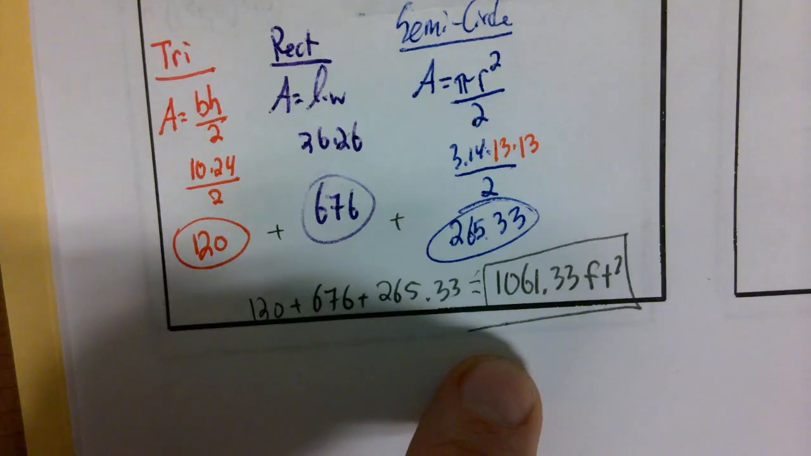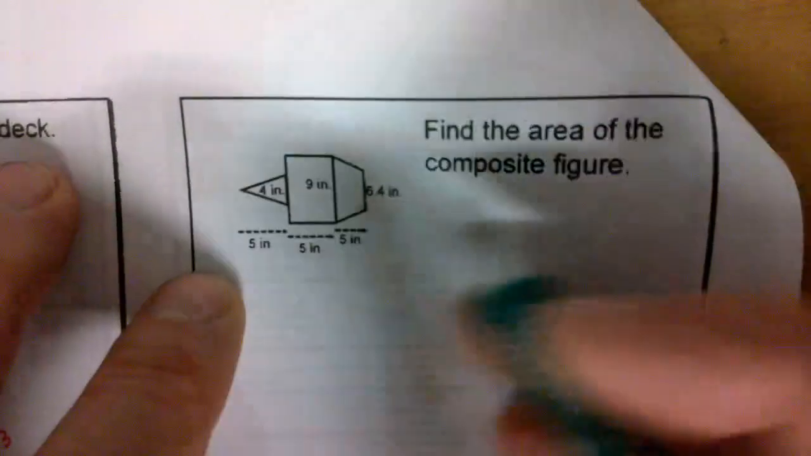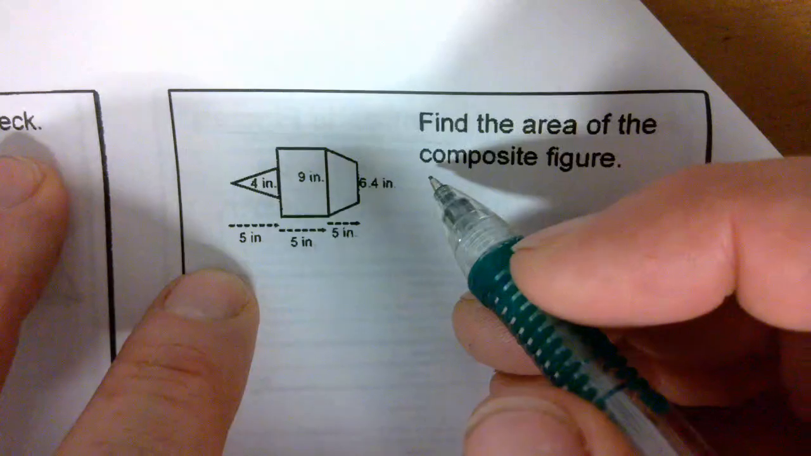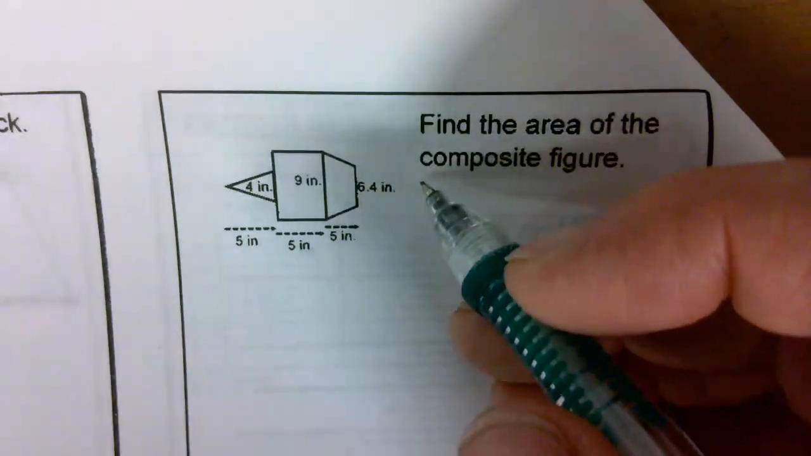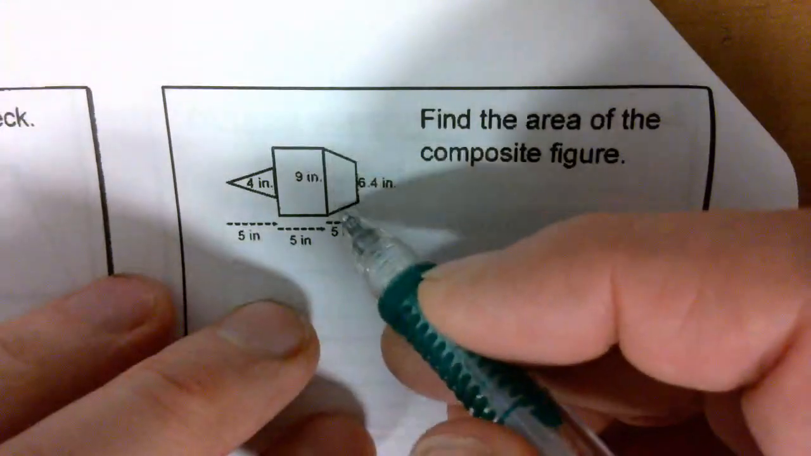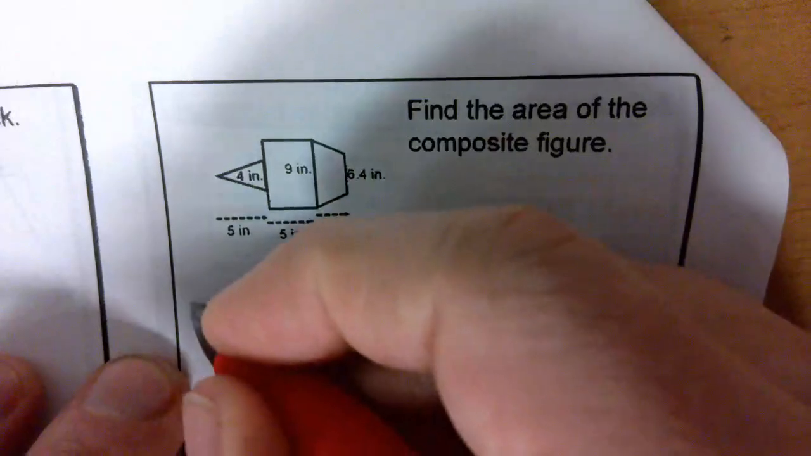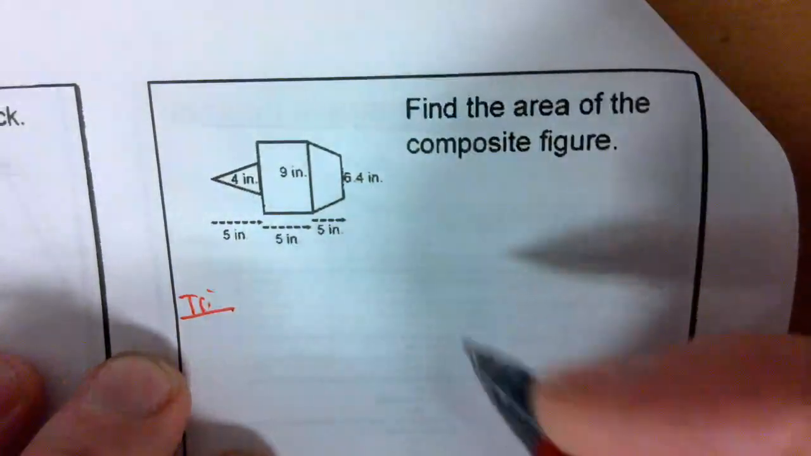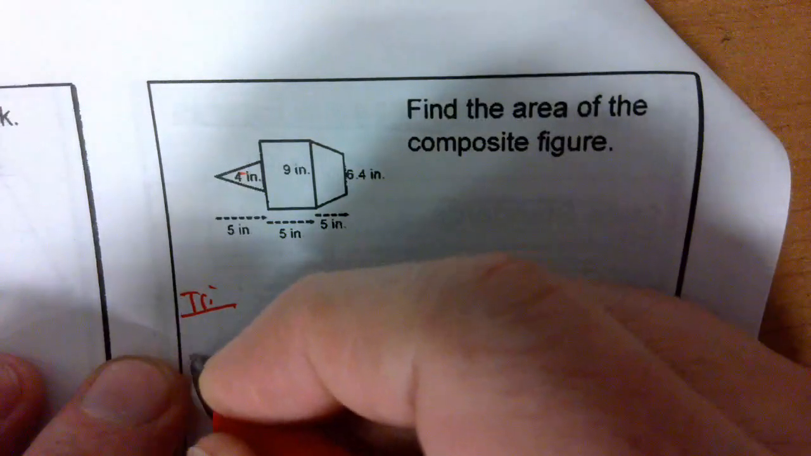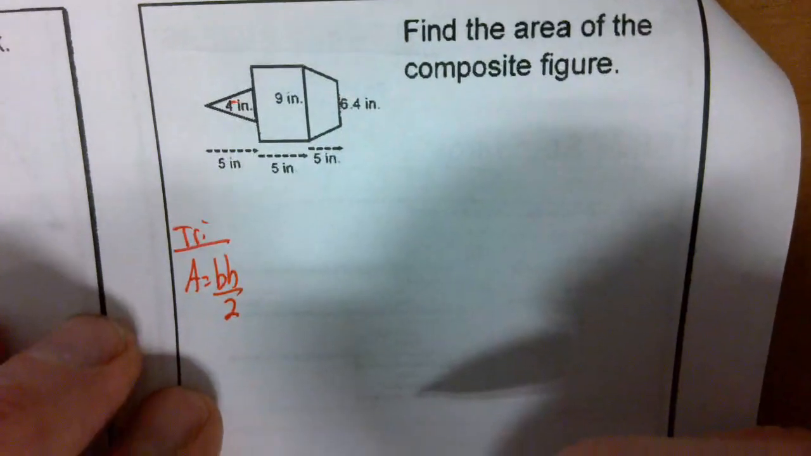From there, in class I might talk about what this looks like and so on and so forth, but it doesn't matter. What we're really looking at is a composite figure. It's made up of a few different shapes. So you pick one and start with it. I see a trapezoid over here, so I'm going to work with that guy last because I like doing the easier or faster ones first. So I'm going to do this triangle. Well, for the triangle, I need the formula A equals base times height divided by 2. So write that in.